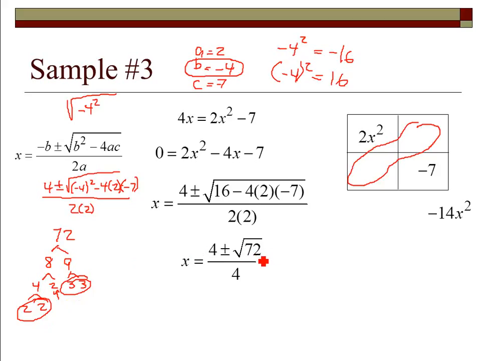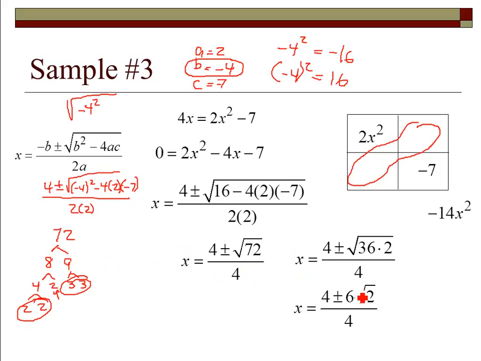Or, what I like to do, sometimes makes it go a little bit easier, I try to find perfect squares inside this. Well, I know 36 times 2 equals 72. And I know the square root of 36 is 6. And that might be an easier way for some of you. If you like the factor trees, use factor trees. But it's kind of up to you how you want to go about simplifying it.